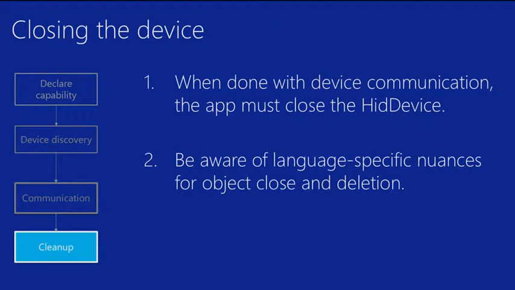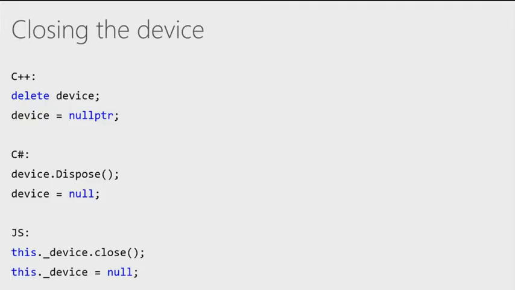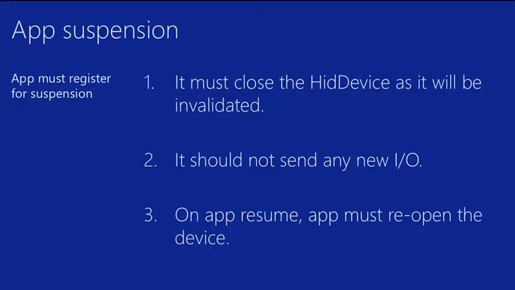But there is one more thing, which is closing the device and cleanup. You should be aware that when you're done with communication, you should go ahead and close the device. There are a few language-specific nuances about object close and deletion, and we show you an example of how you would do that in all three languages. For example, in C++, you don't need to do an explicit close, but you just delete the device object and set it to null, and you're done. However, in C# and JavaScript, it's a little bit different. So just be aware of these subtleties when you go ahead with this.